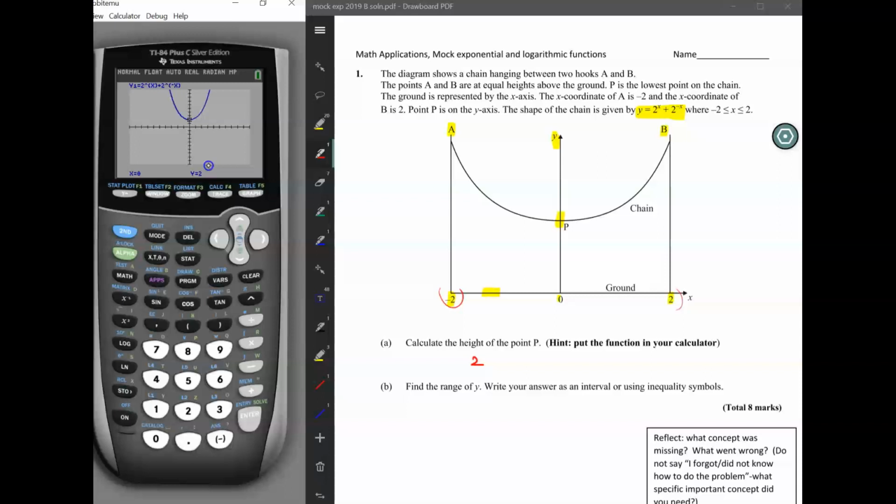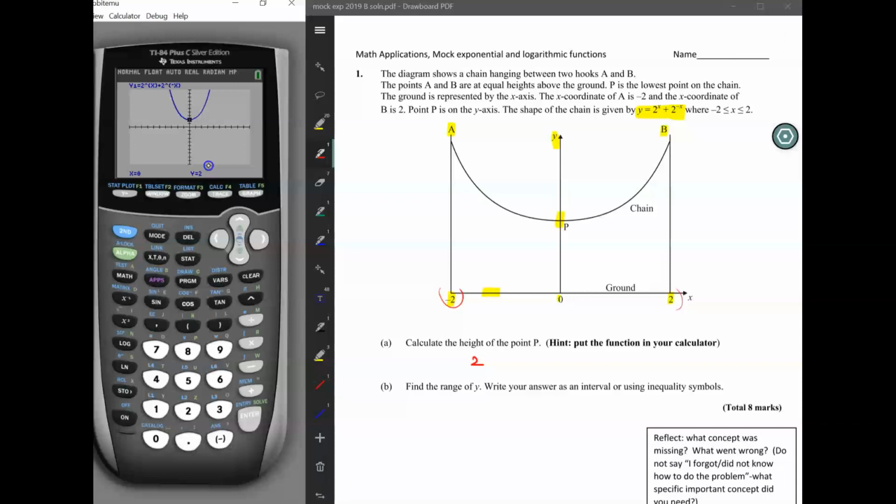Part B, find the range of y. Write your answer as an interval or using inequality symbols. Okay, so basically remember that range means the valid y values, okay?